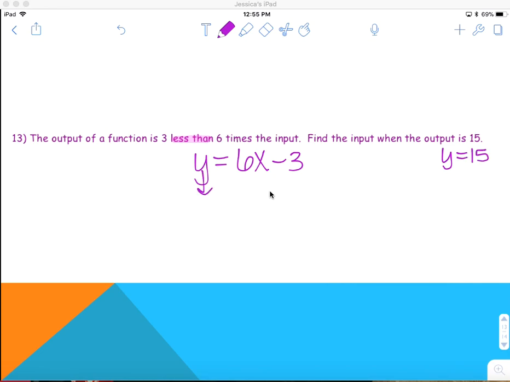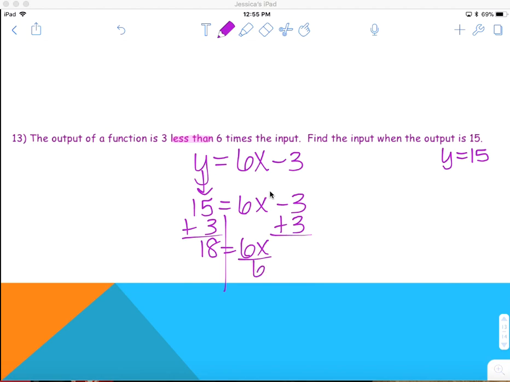So I'm going to plug in 15 for y. And then to get x by itself, my first step is to add 3 on both sides. Then to get rid of the 6, we're going to divide by 6 on both sides, where x equals 3. My input is 3. This lesson was probably a review for you because you have seen this in 8th grade, but it's always a good idea to freshen up on your solving skills because it's only going to get more challenging from here.